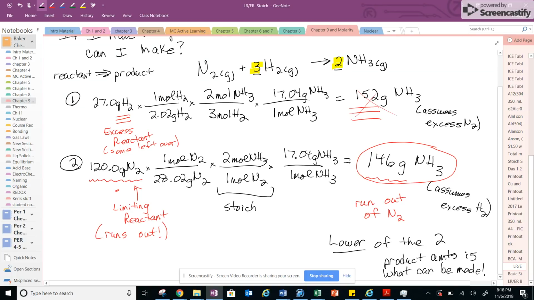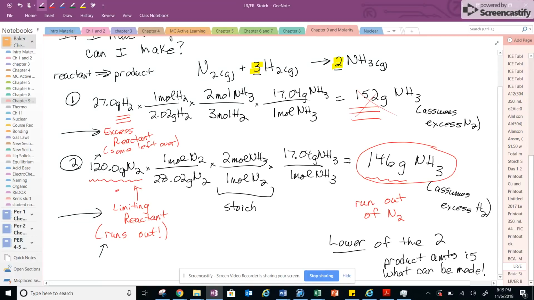So the lower of these two amounts is 146 grams of ammonia. That means I can't make 152 grams of ammonia. That means I'm going to have some leftover hydrogen. Vocabulary words: limiting reactant means it runs out completely. Excess reactant means I'm going to have some left over.